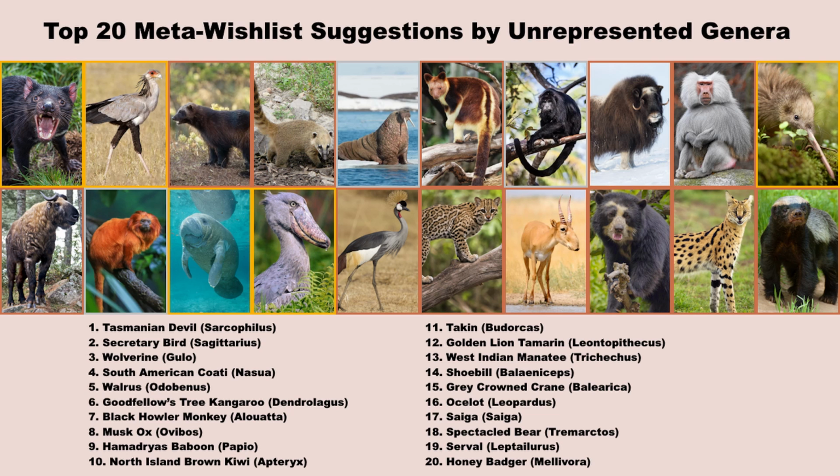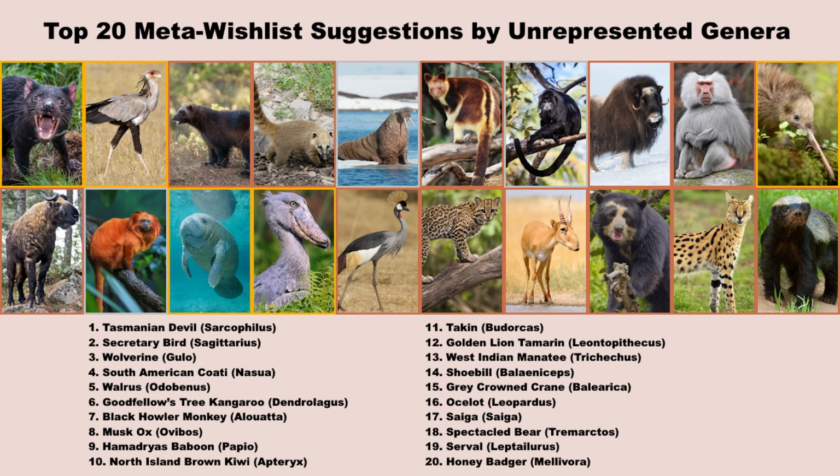South American coati definitely would be a great addition for the South American areas in your zoos. The walrus comes in again, number 5 this time. Then we get the Goodfellow's tree kangaroo popping back in. We discussed it on the last video about representing some more of the Oceania region, just some extra representation from down there, so I think that would be a good one to have in.